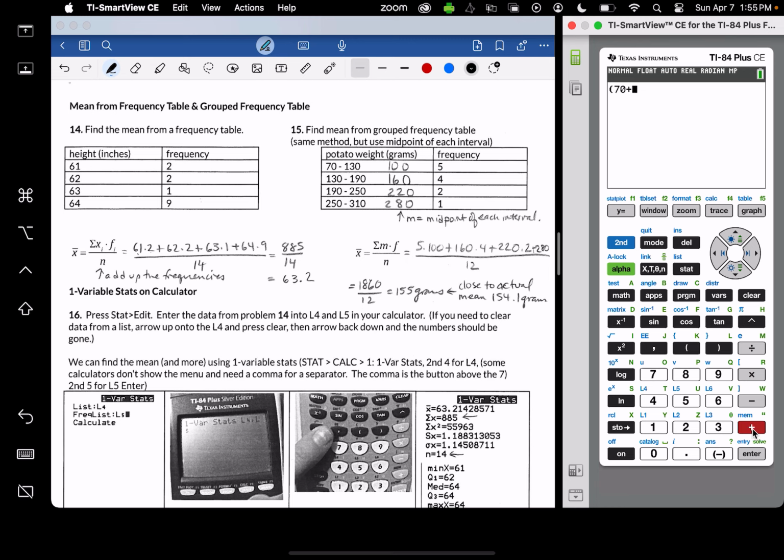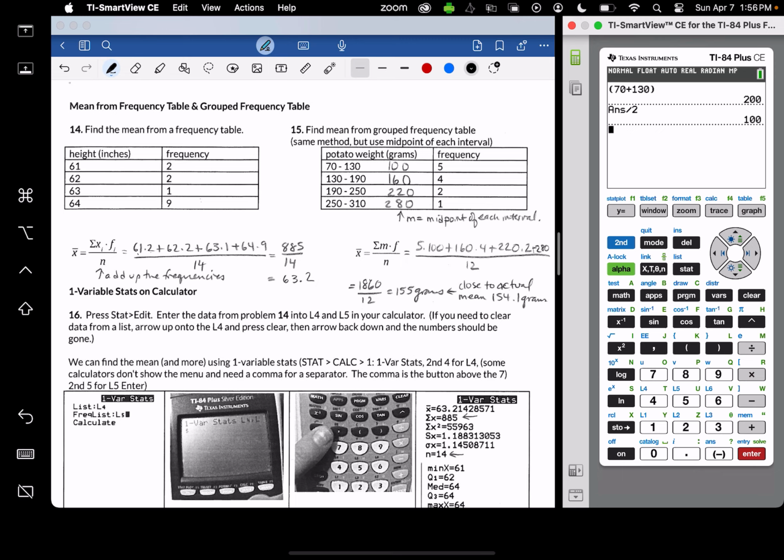70 plus 130, and then divide by 2. And I did that again for the next one, 130 plus 190, divide by 2, and so on. So I wrote down the midpoints of each interval, and that is your m, and you multiply by the frequency. So 100 times 5, 160 times 4, and so on.